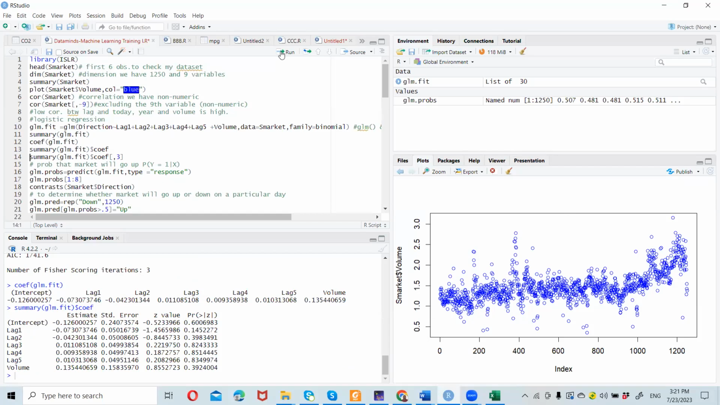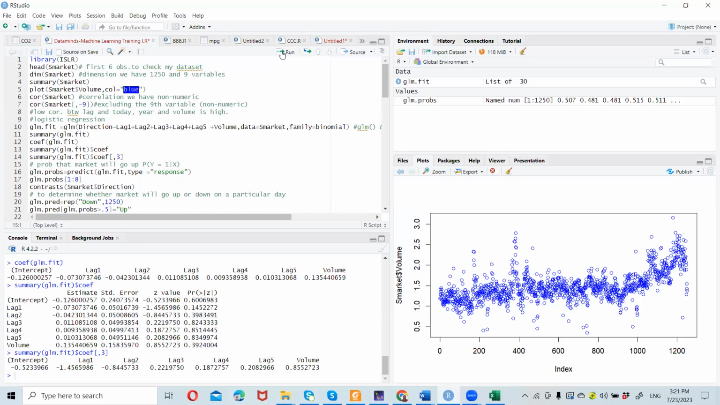Yes, the next line. Considering 3. Yes, square bracket 3. Yes, I've done that. Okay, all right. Okay, I've seen it. Yes, I've seen it.